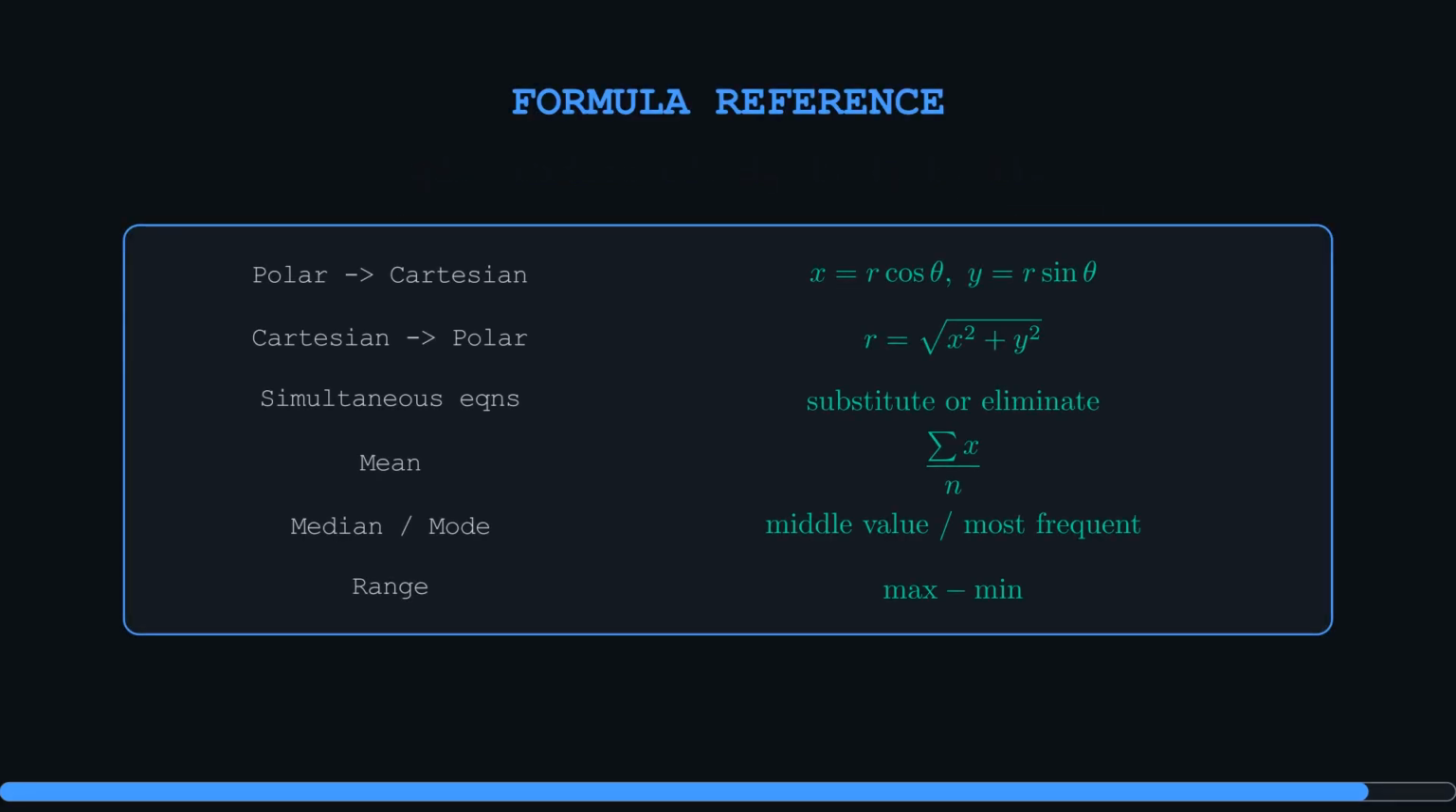Here is your quick reference. To convert polar to Cartesian, use x equals r cos theta and y equals r sin theta. To go back, r equals the square root of x squared plus y squared. Simultaneous equations are solved by substitution or elimination. The mean is the sum divided by n. The median is the middle value. The mode is the most frequent value, and the range is the maximum minus the minimum.